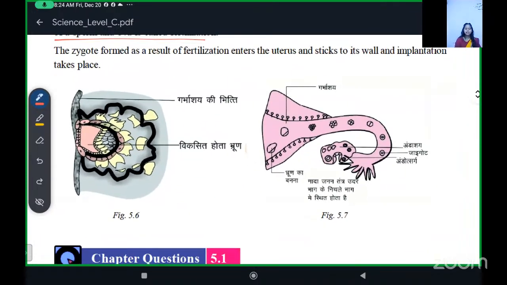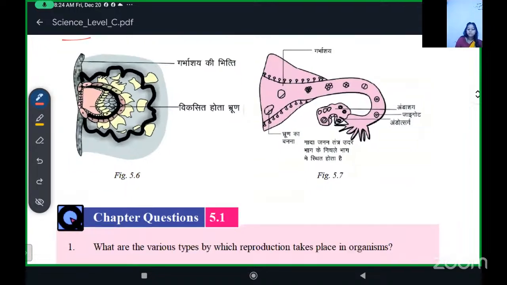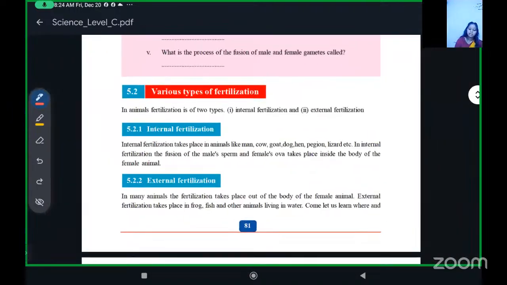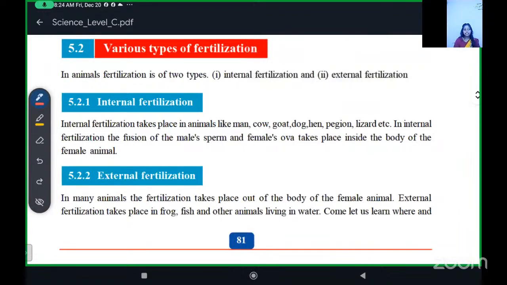Now the zygote formed as a result of fertilization enters the uterus and sticks to its wall, and implantation takes place. That is called implantation. Now we have various types of fertilization. Two types are there: internal fertilization and external fertilization. Internal fertilization takes place in animals like man, cow, goat, dog, hen, pigeon, lizard, etc. So what happens in internal fertilization?